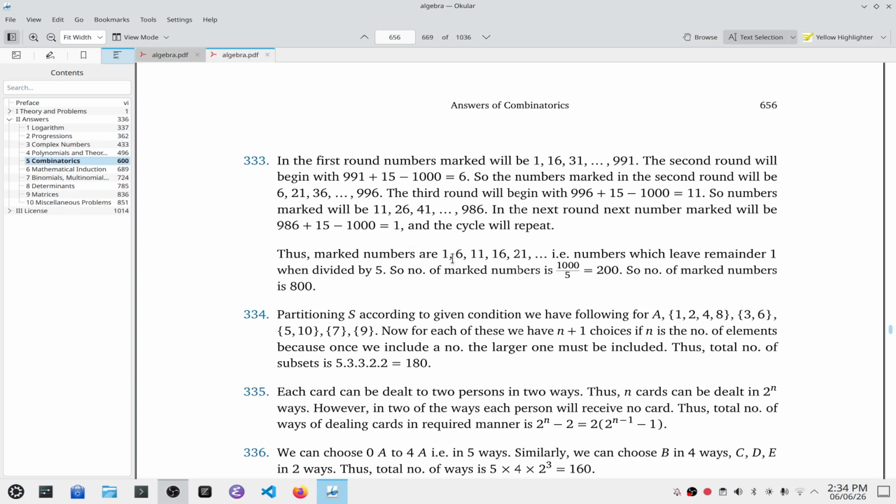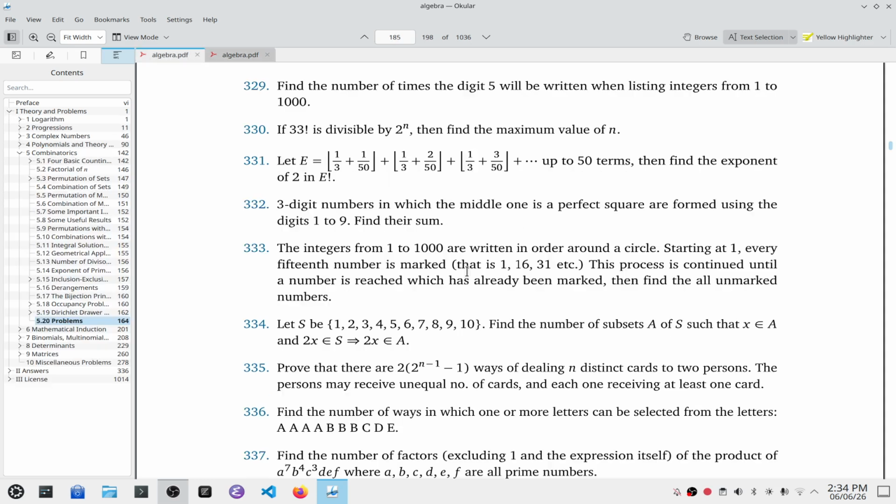So the numbers marked are 1, 6, 11, 16, 21. So numbers which leave remainder 1 when divided by 5. The number of marked numbers is 1000 by 5, that is 200.